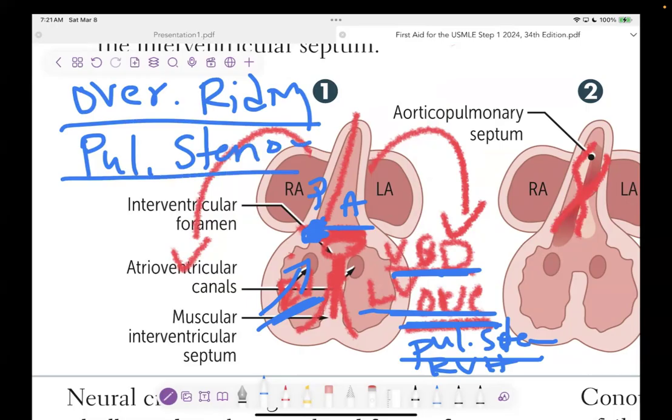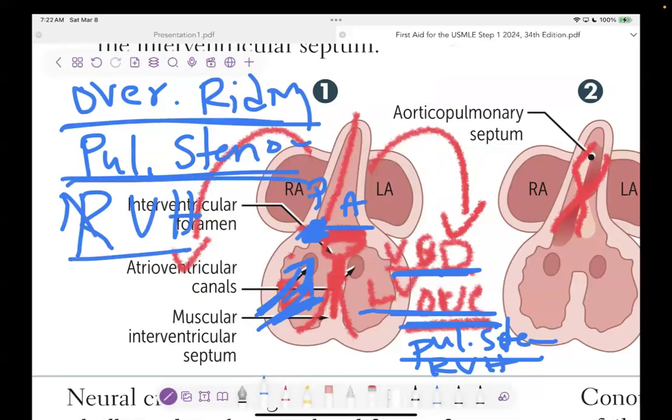And whenever pulmonary is stenotic, the right ventricle needs to work hard to push the blood through a stenotic valve, because if pulmonary is so stenotic, it will not let the blood come out. So the right ventricle has to push hard. That's why it will cause right ventricular hypertrophy, right? And this one was overriding, pulmonary stenosis, right ventricular hypertrophy.